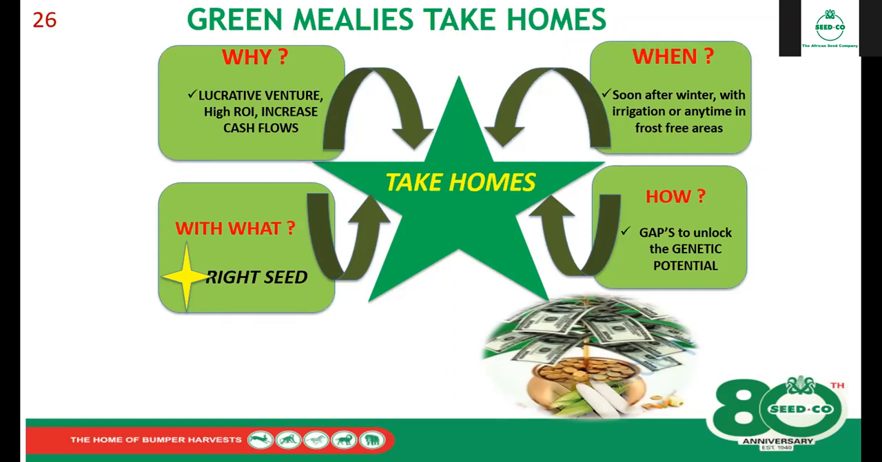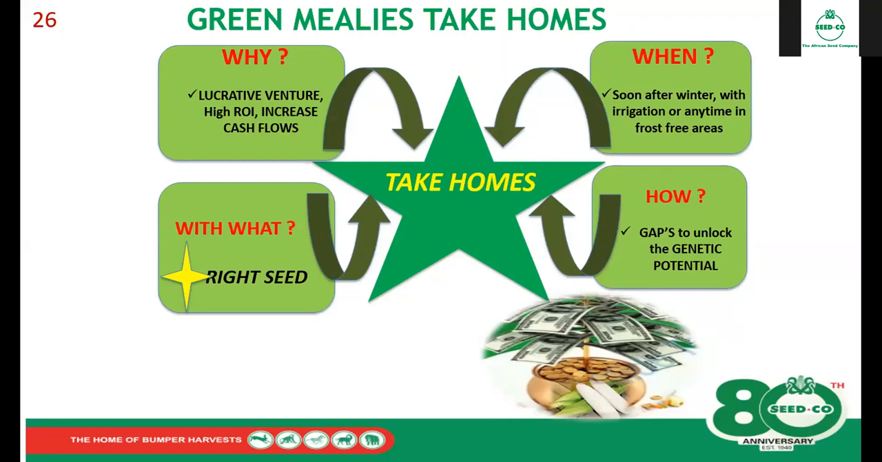So we are seeing that the return per dollar for green mealies can range between $1.50 to $2, $2.50, depending on the selling window at which you will be selling. And the production costs will range between $800 to $1,000 per hectare. Then when to establish it? Soon after winter, and this is the time for you to go in and establish your crop.